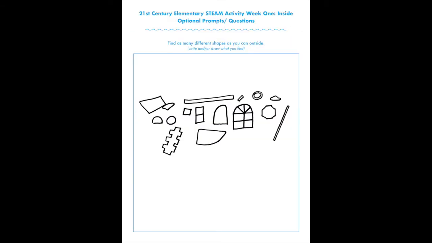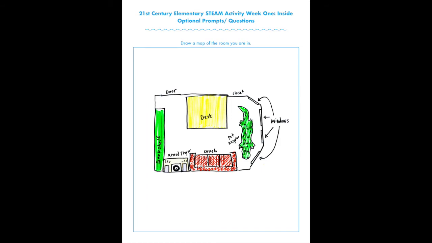Find as many shapes as you can outside. Write and/or draw what you find. I found a lot of different shapes and I decided to draw them all. It was very fun to find all these different kinds of shapes, some which I knew the names of and some which I did not. Draw a map of the room you are in. This is my studio. There's a bookshelf, a record player, the desk that I'm sitting at, my couch, and a pet alligator. Just kidding, I don't have a pet alligator.